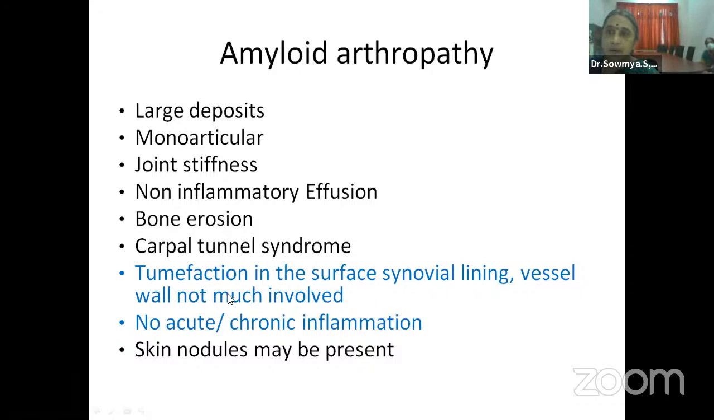So in primary amyloidosis, most often you see the amyloid deposition around the blood vessels, and it will be in multiple foci. Whereas here you will see the tumor-like mass of amyloid in between, just beneath the synovial lining, and the vessel wall will not be much involved. And there is not going to be any acute or chronic inflammation.